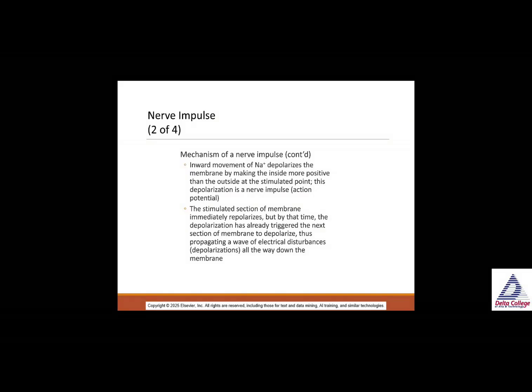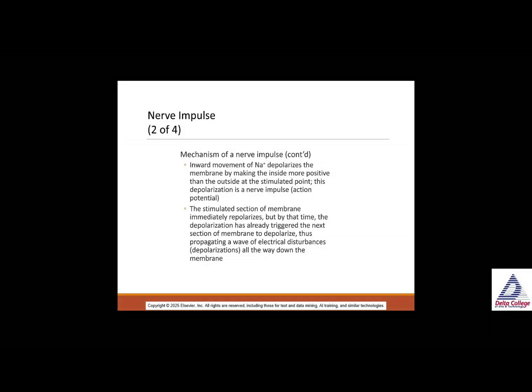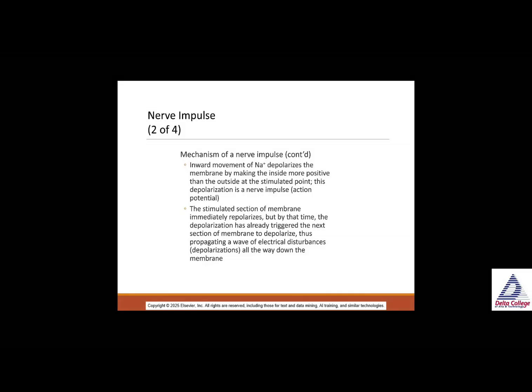Then the inward movement of sodium depolarizes the membrane by making the inside more positive than the outside at the stimulated point. This depolarization is a nerve impulse or action potential. Now, the stimulated section of membrane immediately repolarizes, but by that time, the depolarization has already triggered the next section of membrane to depolarize, thus propagating a wave of electrical disturbances or depolarizations all the way down the membrane.